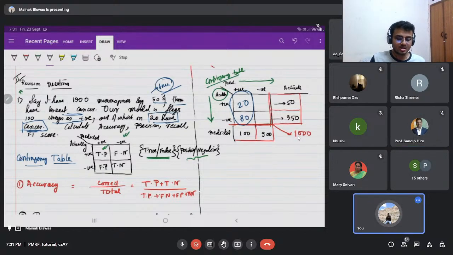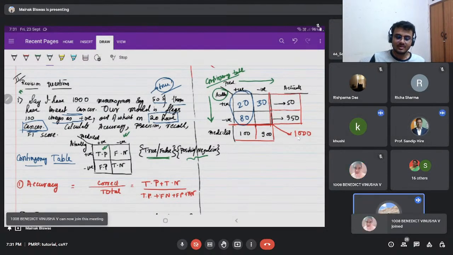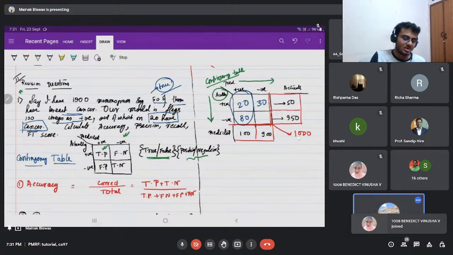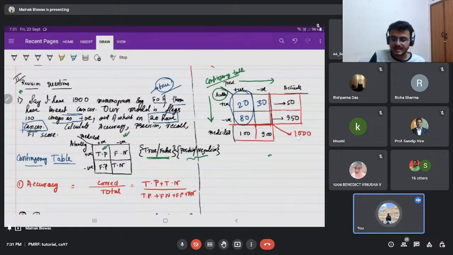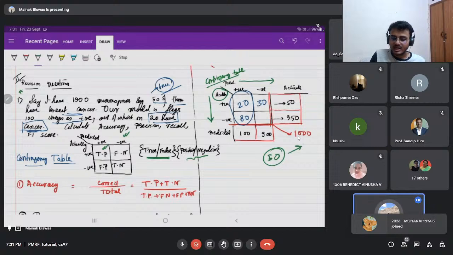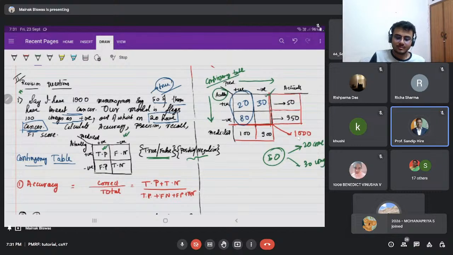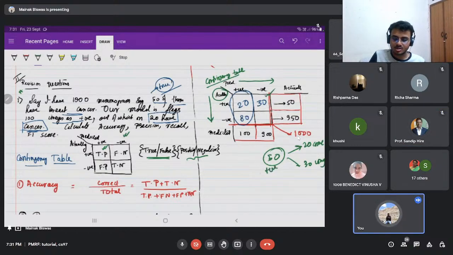So 30 is what? You have 50 examples that were actually breast cancer. That is your false negative, right? Yes. So you had sort of mixed it up. Anyway, there are 50 examples, out of which 20 are correct. So 30 are wrong. So 50 are original positives.